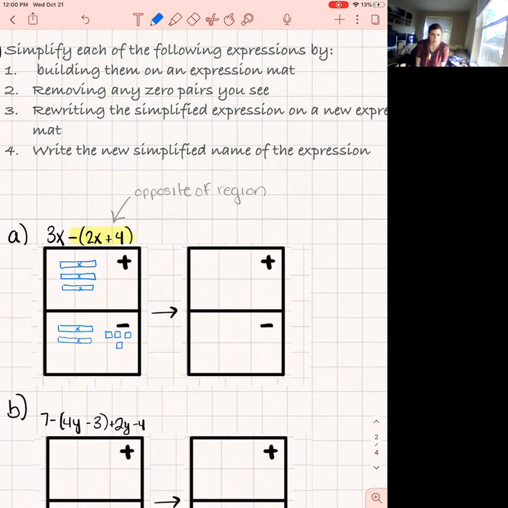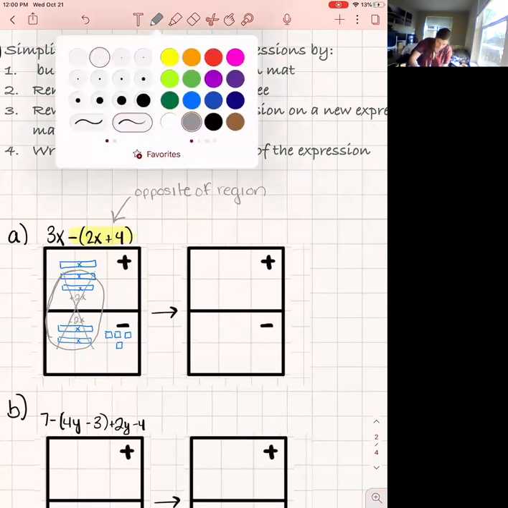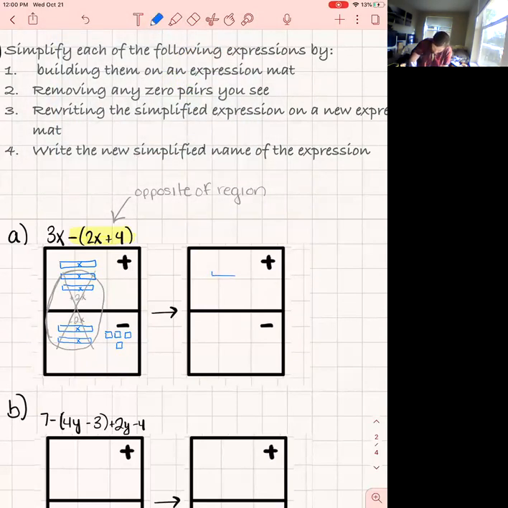Now I do want you to pause, find and remove any zeros, redraw it without the zeros, and name the new drawing. Hopefully this one wasn't too hard because everything was blue, but the only zeros I see are these X's. Same color, different side. This shows plus 2 X's, and this actually shows minus 2 X's. So those are gone.